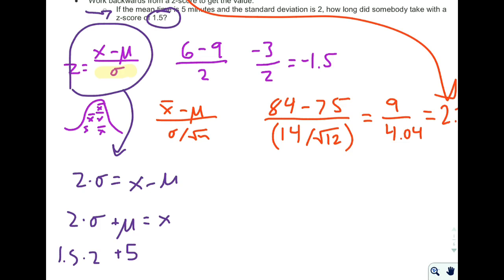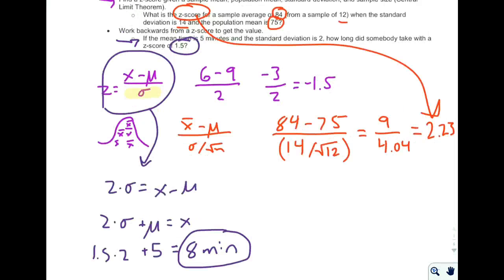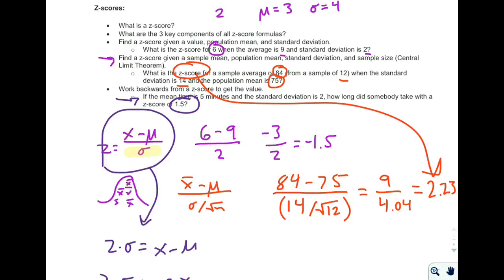So 1.5 times 2 is 3. And I add that above my mean of 5, so that gives me 8. So you can do it algebraically or you can do it kind of more intuitively, but either way, 8 minutes is going to be the value of 1.5 standard deviations above the mean. And that is the core review for z-scores.